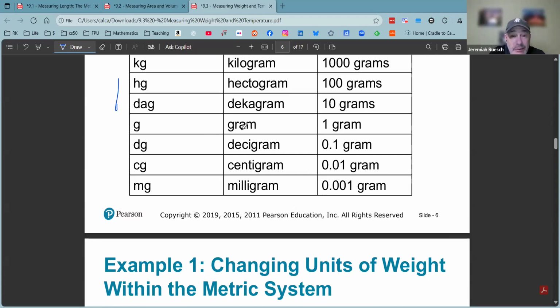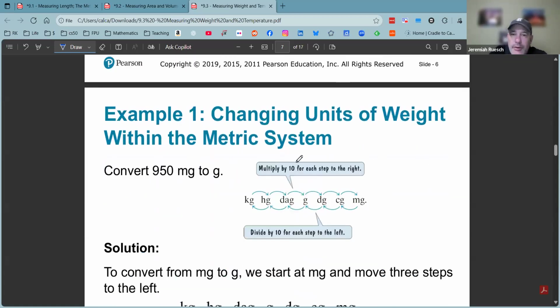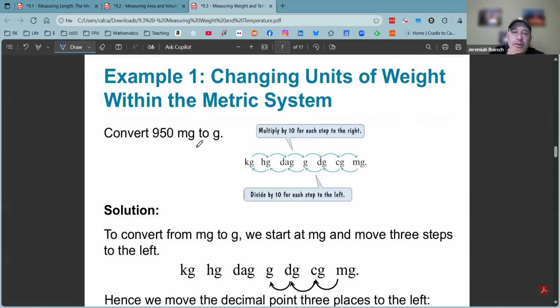So a gram is really light anyways, but these sensitive measures are like if you ever wondered how much does a paperclip weigh? That would be measured probably in milligrams, because it's very light. All right. So an example of changing the units within the metric system.